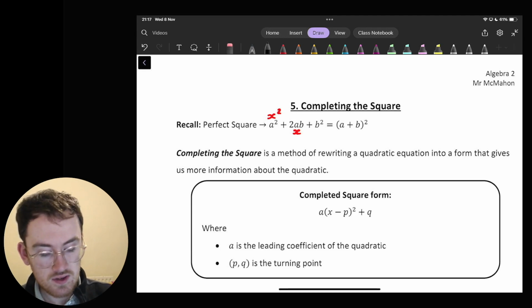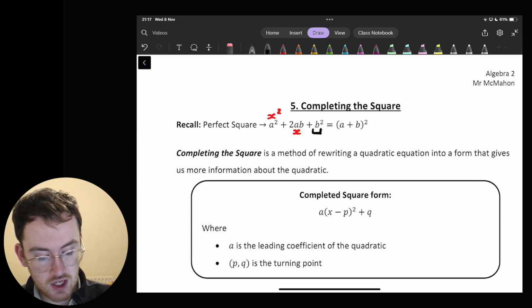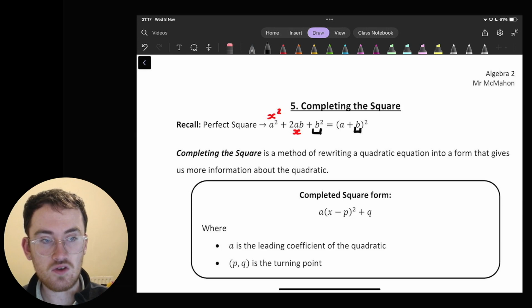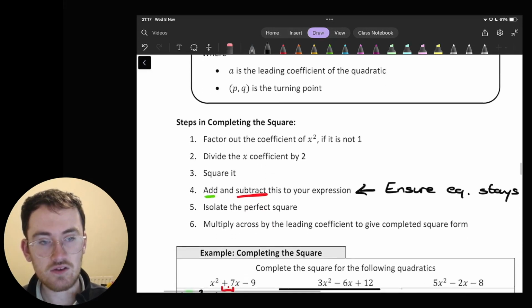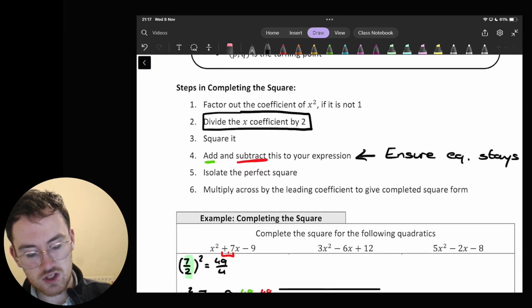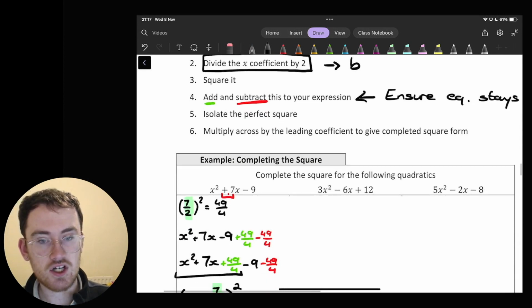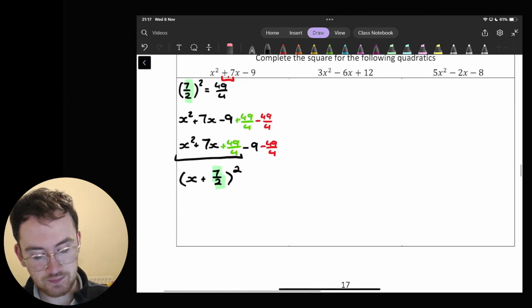We then square it to find this part here so that we can get our perfect square. But you'll notice that in our perfect square format, what's inside the brackets there is the b. So it's half of the middle term. So that's kind of the key part here. When we divide that x coefficient by 2, that's going to be what's in our bracket. That's the b part from our perfect square idea.